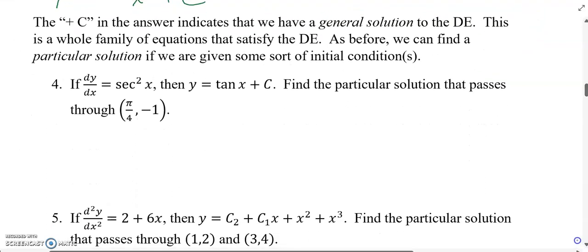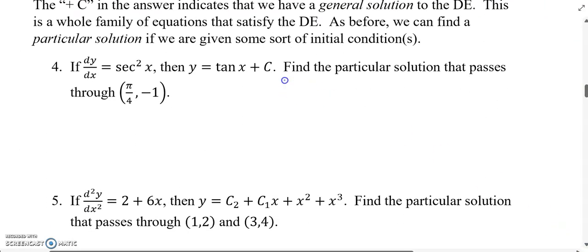So the general solution will have the c, the constant of integration, in there. And then if we have some sort of initial condition, then we can solve for c. This is not anything new. We've done this a lot with derivatives in the past.